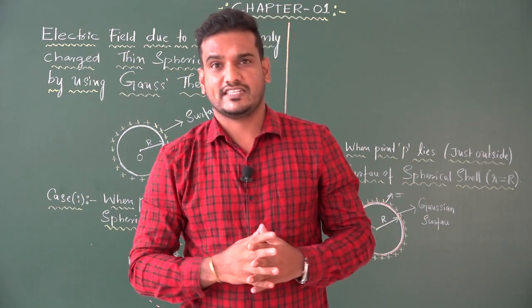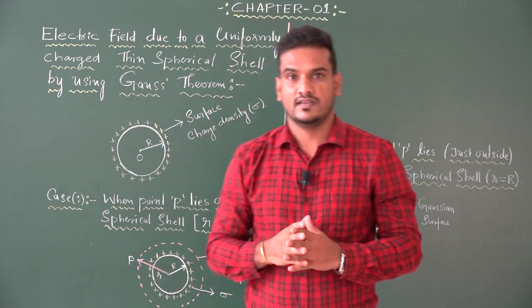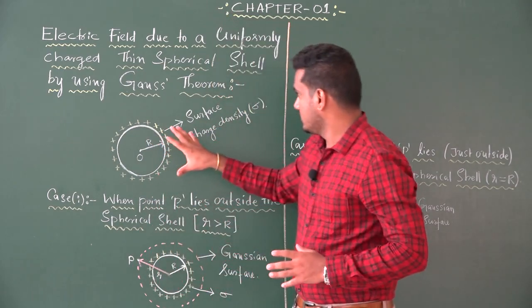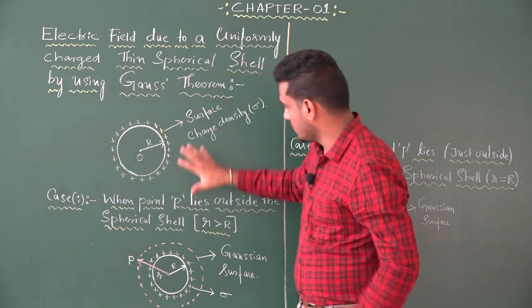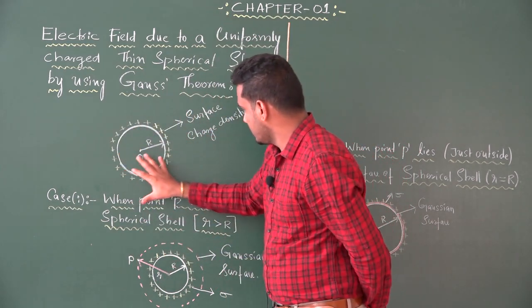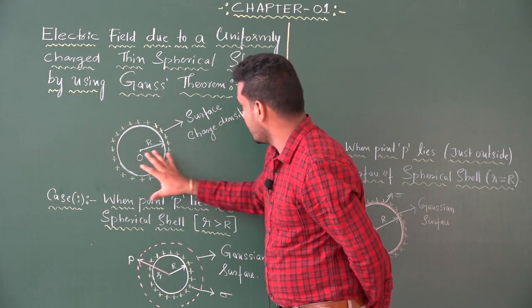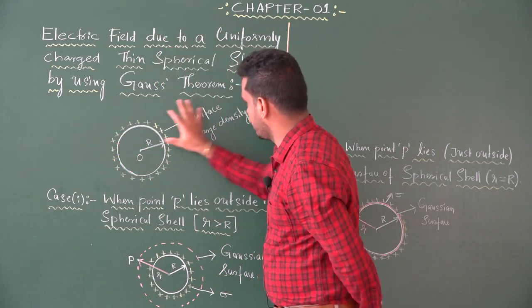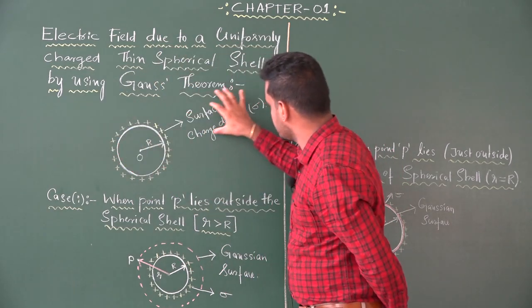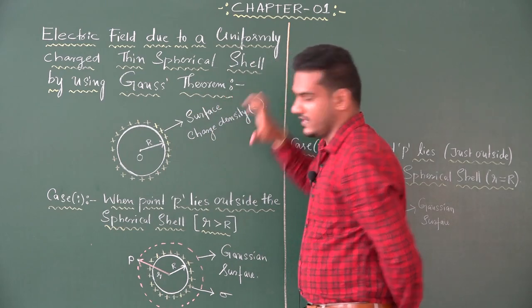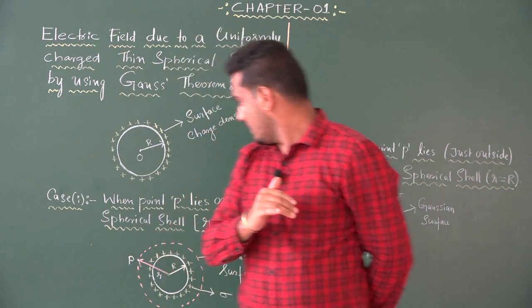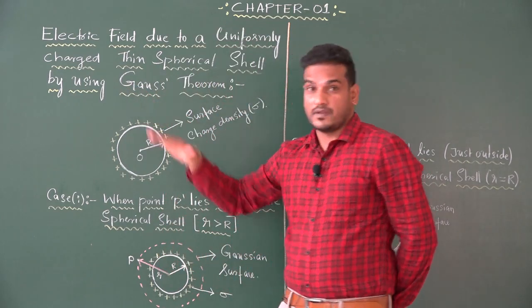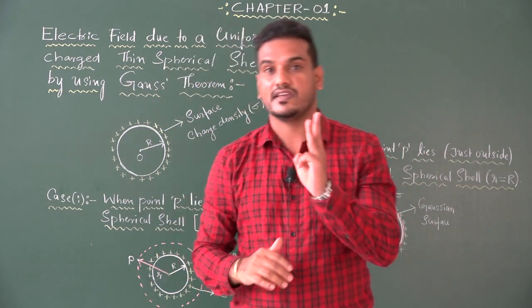To derive an expression for electric field, we have to consider a spherical shell or a spherical conductor. Look at the board. I consider one thin spherical conductor having surface charge density sigma. In this third application, we have three cases.